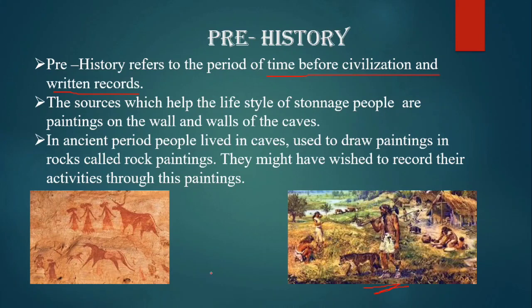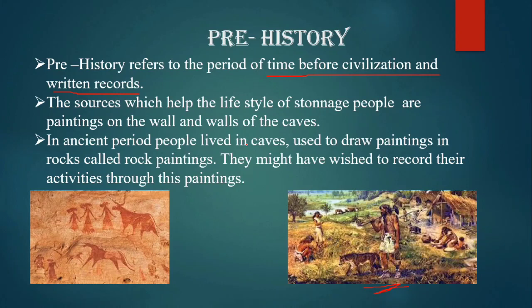And written records. Written record means what? Evidence. We have records of material evidence, notes, biographies, autobiographies. That is written evidence. So prehistory refers to the period of time before civilization and before written records. That is the prehistoric period.